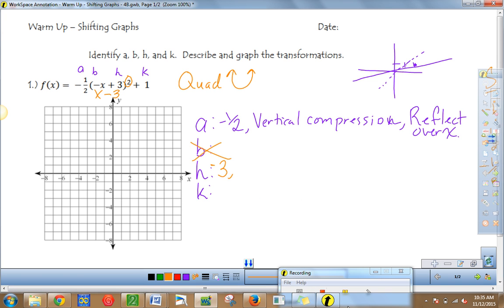What does this do to your graph? It makes it go positive, right? So it shifts it how? If this is negative, it actually goes positive, so it shifts it to the right 3 units. Yeah, exactly, you can write it just like that. So we know it's going to go 3. And then what about my K? Plus 1, what does that do?